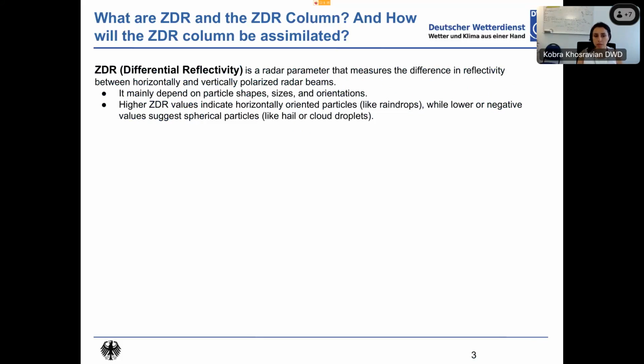A high positive value of the ZDR indicates that we usually have horizontally oriented particles, which would be like large rain droplets. And when we have a small ZDR value, it suggests that we have more spherical particles like small hail, or cloud droplets.